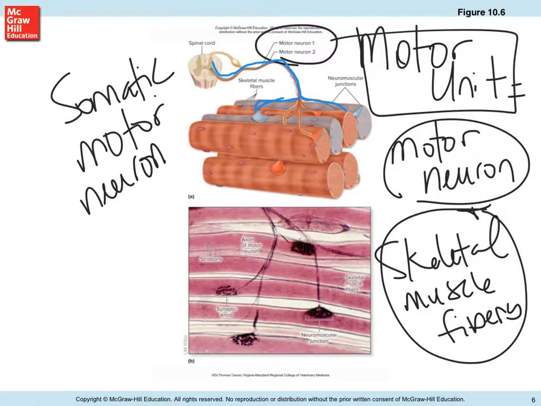So the blue motor neuron comes out, and then that axon ends up splitting, and then you end up contacting the muscle fibers. There's a junction that's not a physical contact. There's a little space there. And that site is your neuromuscular junction.